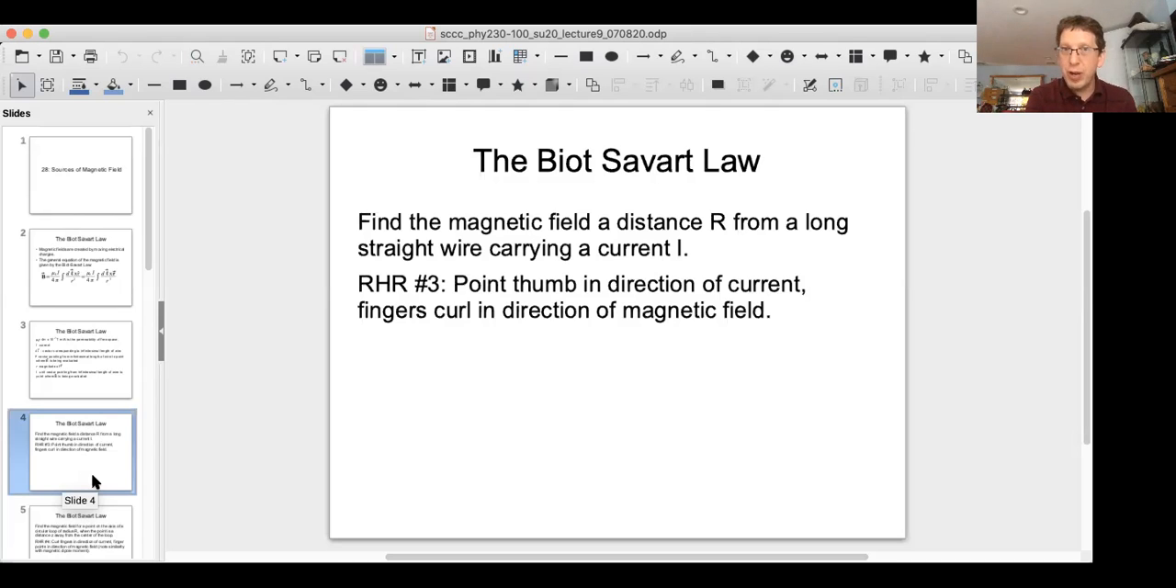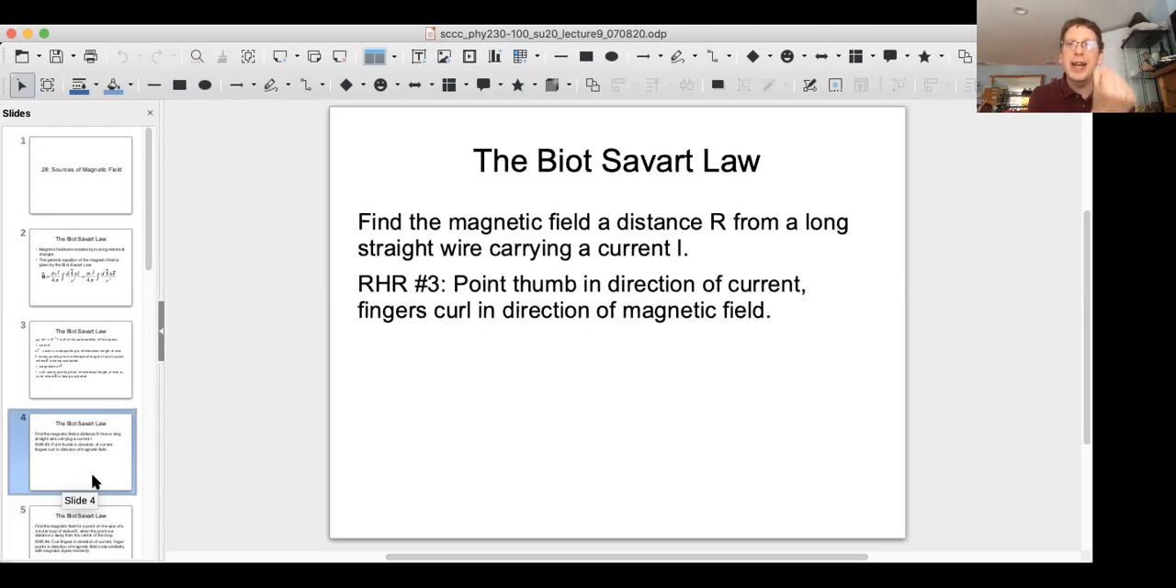So then you do the cross product, and then you do the integration, and you get the magnetic field is equal to mu naught I over 2 pi capital R. That's the magnitude. And the direction is in the positive z direction, so it's k hat.